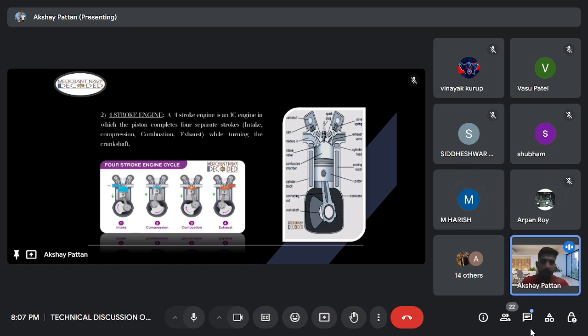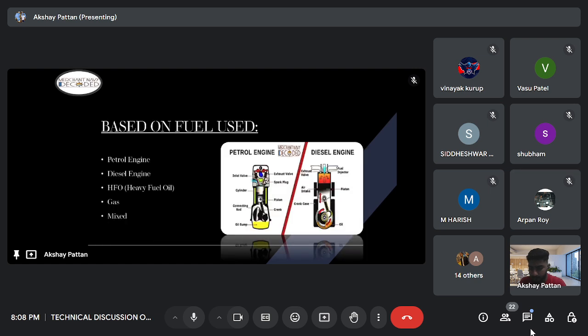We have discussed two-stroke and four-stroke. This was the classification of IC engine based on the strokes, that is two-stroke and four-stroke. So up till this, is there any doubt? No, sir. Okay. So next one is based on fuel used. Guys, based on fuel used, anyone who wants to say? I have already shown you this slide. Sir, based on fuel used, it is petrol engine, diesel engine, heavy fuel oil, gas engine, and mixed type of engine. Okay.